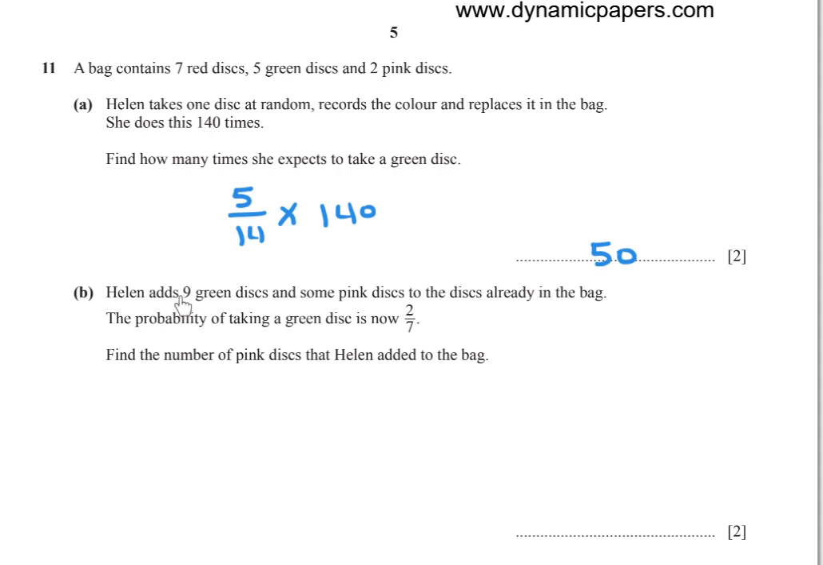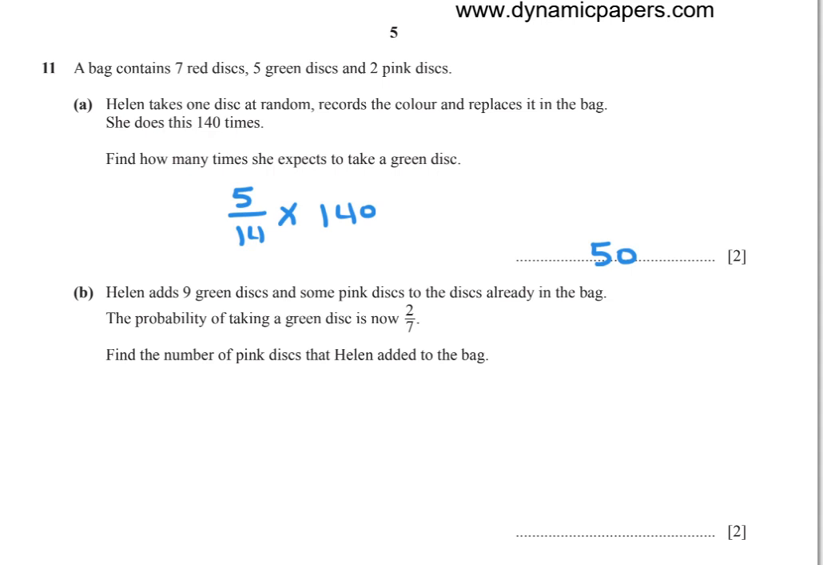B. Helen adds 9 green discs and some pink discs to the discs already in the bag. The probability of taking green discs is now 2 over 7. Find the number of pink discs that Helen added to the bag.